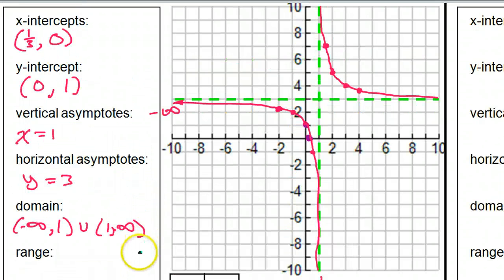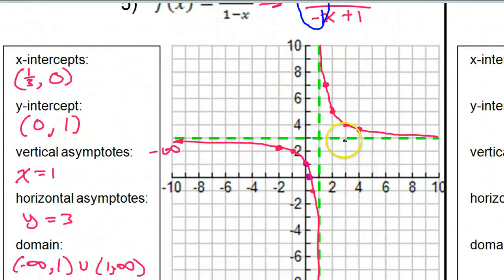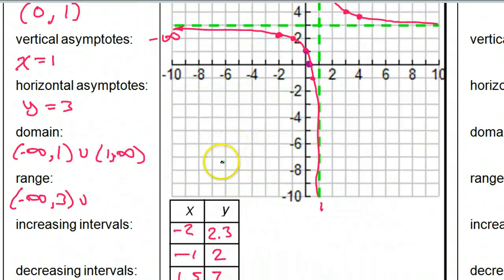Alright, now the range is very similar, but the range is the y value, so bottom to top. So the range includes y values from -infinity to 3. And then it picks up from there and goes from 3 to infinity. Alright, I started making 8. 3 to infinity.